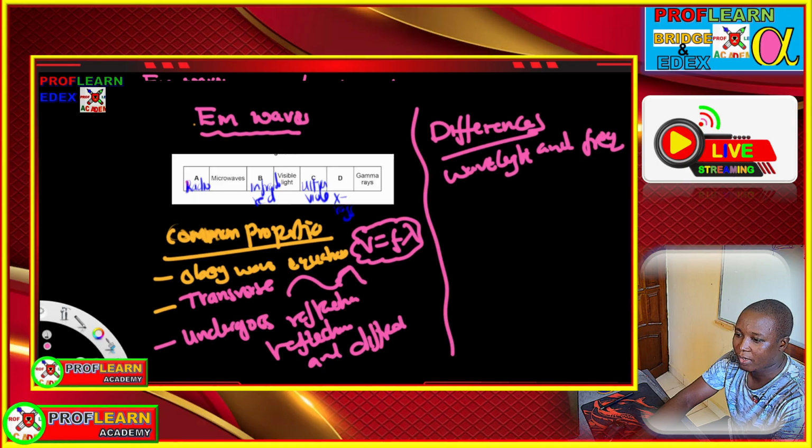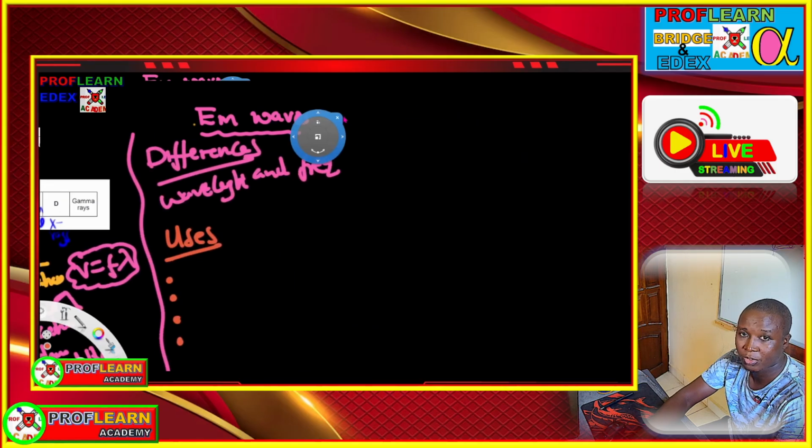We need also to understand the uses and the harmful effects of electromagnetic waves. Let's talk about uses. Radio waves are used for communication. Ultraviolet is used for production of light in fluorescent tubes. We can talk of infrared. They are used for cooking and also in remote controls.